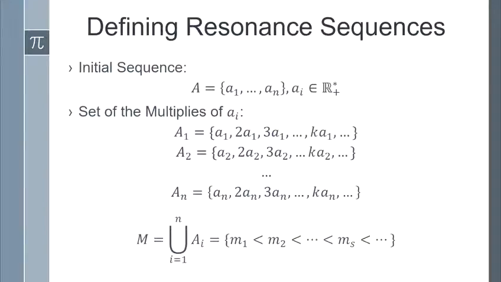My name is Davi Lopes Medeiros, and I would like to talk about resonance sequences and how we must define them. First, we consider n positive real numbers. After that, you consider the positive multiples of them. You consider the union of all multiples.